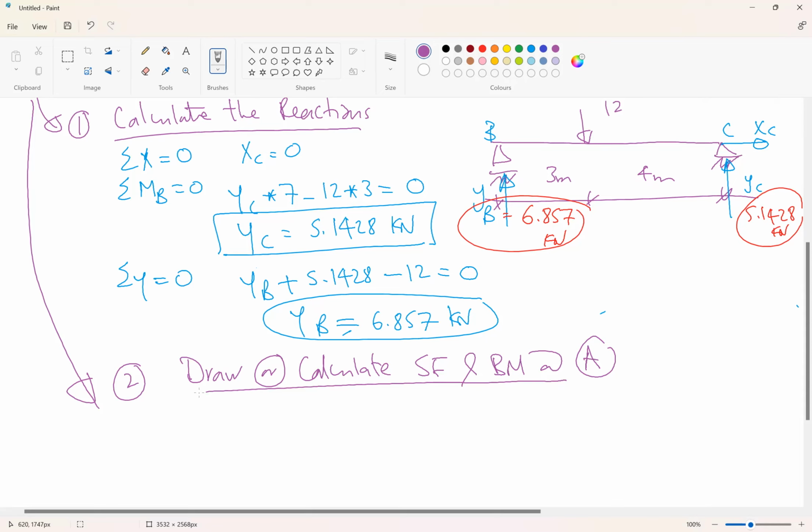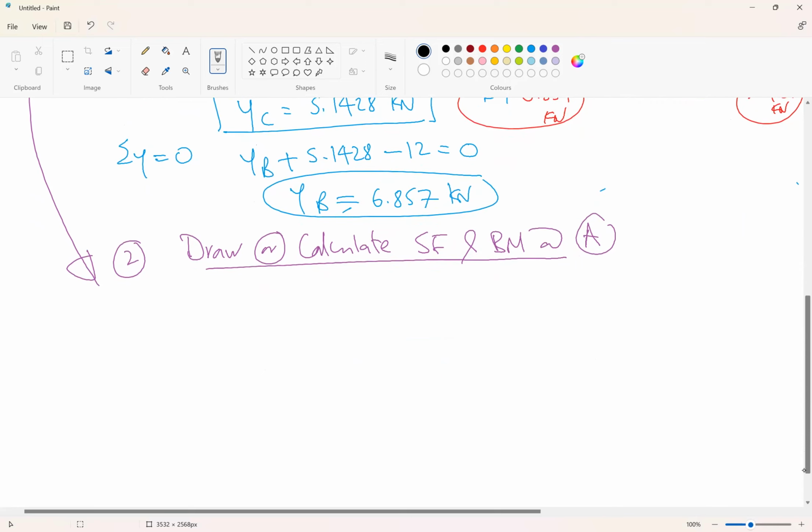Okay, where is point A? Point A is here. So point A is 2 meters from here. So if we draw the shear force diagram first, it will be easier.